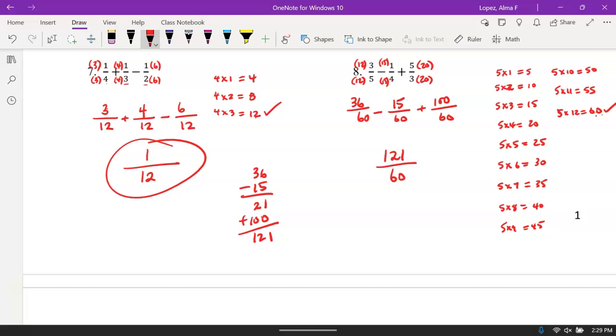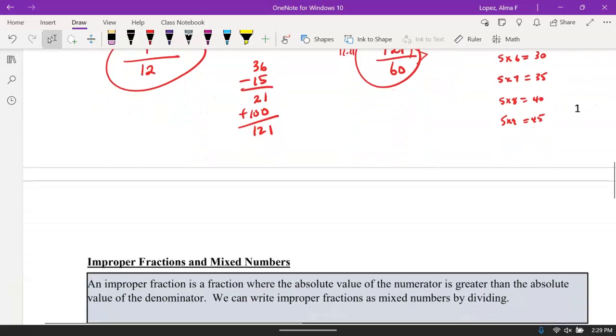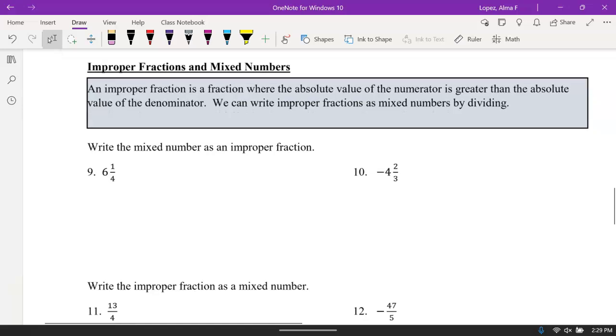Unfortunately, one thing I know is that that is an improper fraction. Luckily, I happen to know that 121 is 11 times 11, and 60 is not anywhere near that. It doesn't have an 11 that divides into it. So luckily, that is our final answer. It is an improper fraction, though, isn't it? All right, on the next video, you'll see improper fractions and mixed numbers.